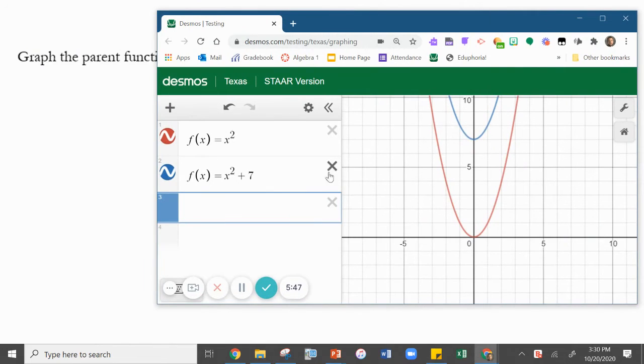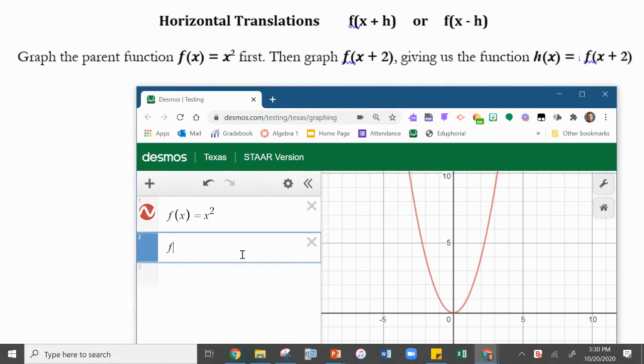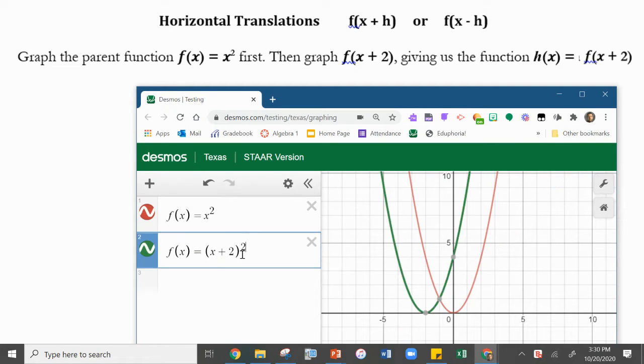So I'm going to go ahead and leave this one in there. And in this case, I'm going to type in f of x equals, and in parentheses, I'm going to do x plus 2 and then squared. Okay, so when I look at that green one, what happened? There's the red, there's the green. It looks like it shifted to the left 2 units.